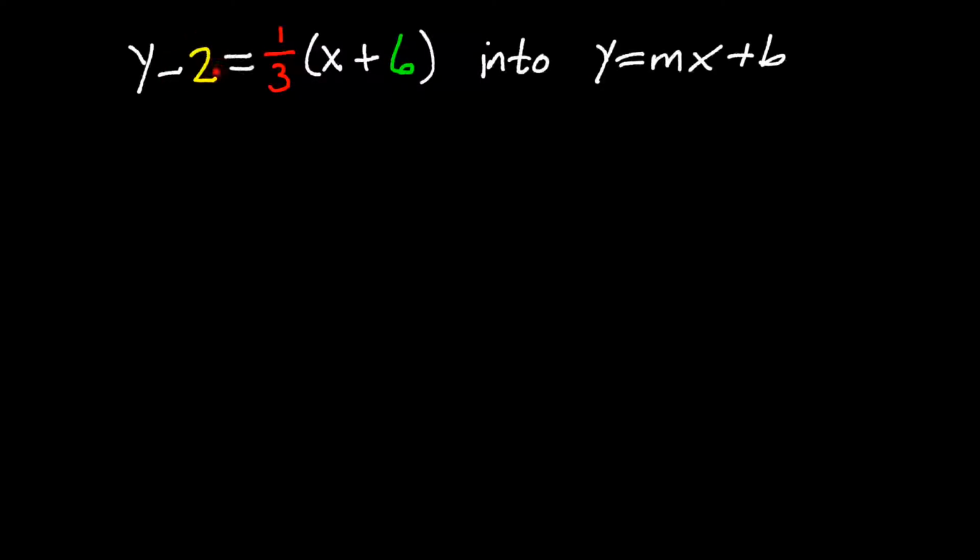So what can we do to get rid of this minus 2? Also, if you feel confident that you can already change this into slope-intercept form, feel free to pause the video. Give it a try. Come back and check your answer.